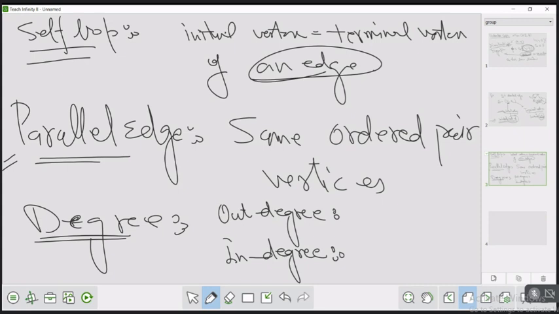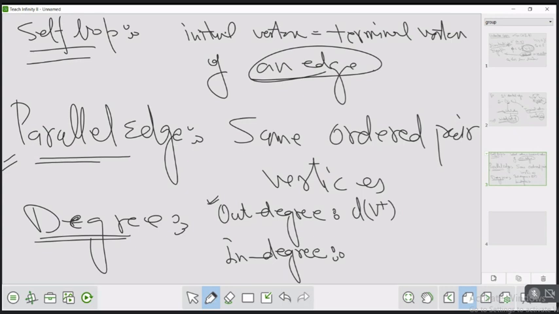Degree basically means the number of edges. In an undirected graph, it is the number of edges incident onto a vertex. But here, degree means out degree. Out degree means the number of edges going out of a vertex. The number of edges out of a vertex is called the out degree, and it is denoted by d(v)+.